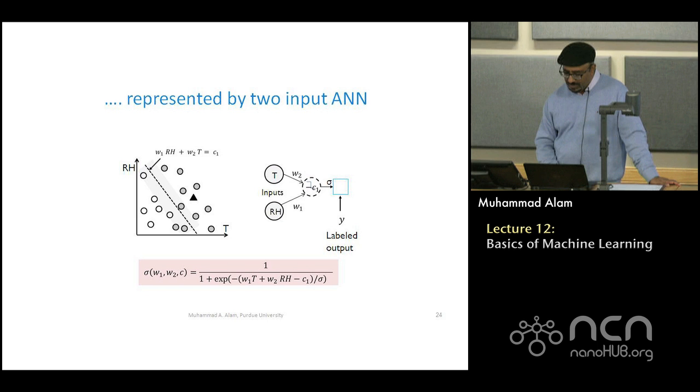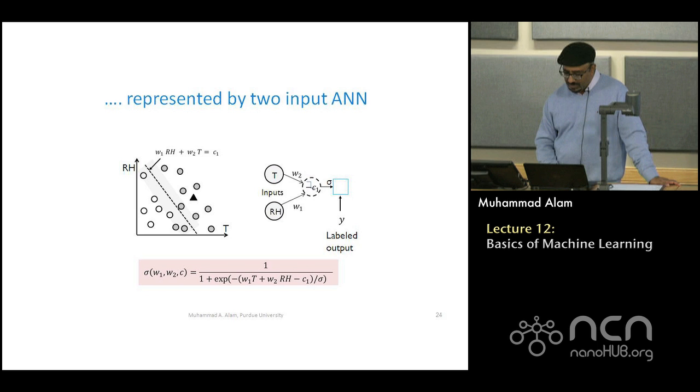So what is the equation of a straight line? W1 RH, relative humidity, plus W2 T is equal to C1. That's your equation of a straight line. And if you wanted to do a sigmoid function, then how would you do that? This is like a transition, a threshold point. So what will you do?